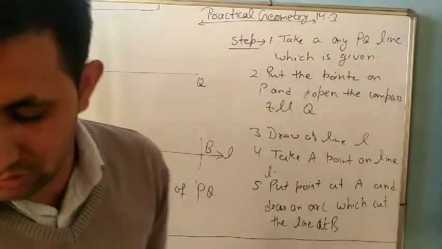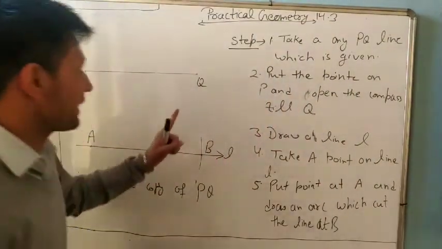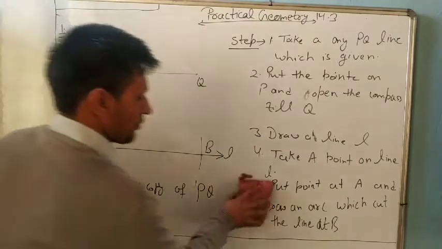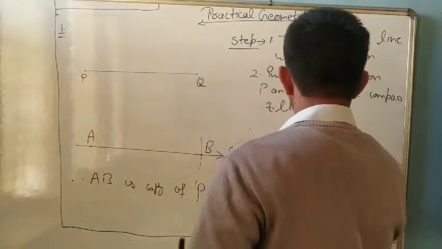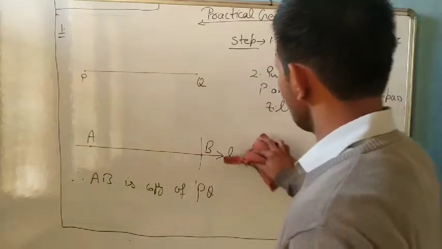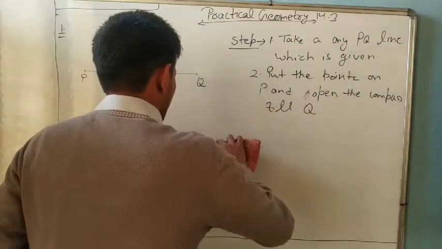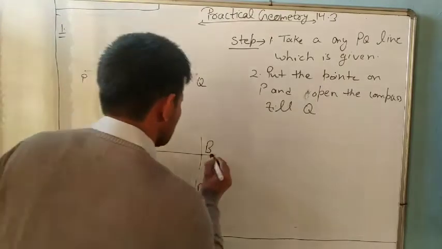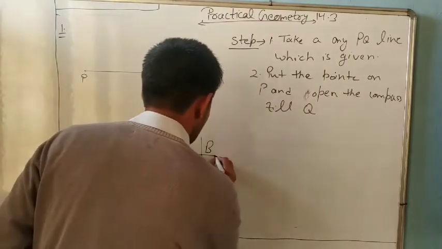So next, question number 2. Question number 2 is the same as question number 1. What we will do? Look at one time. Suppose it is line L.